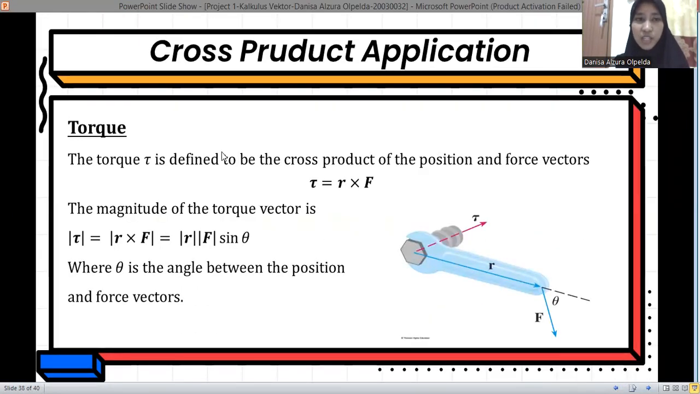Cross product application. Torque tau. The torque tau is defined to be the cross product of the position and force vectors. Torque tau is equal to r cross F. The magnitude of the torque vector is the magnitude of r cross F, equal to the magnitude of r times the magnitude of F times sin theta, where theta is the angle between the position and the force vector. You can see this figure.